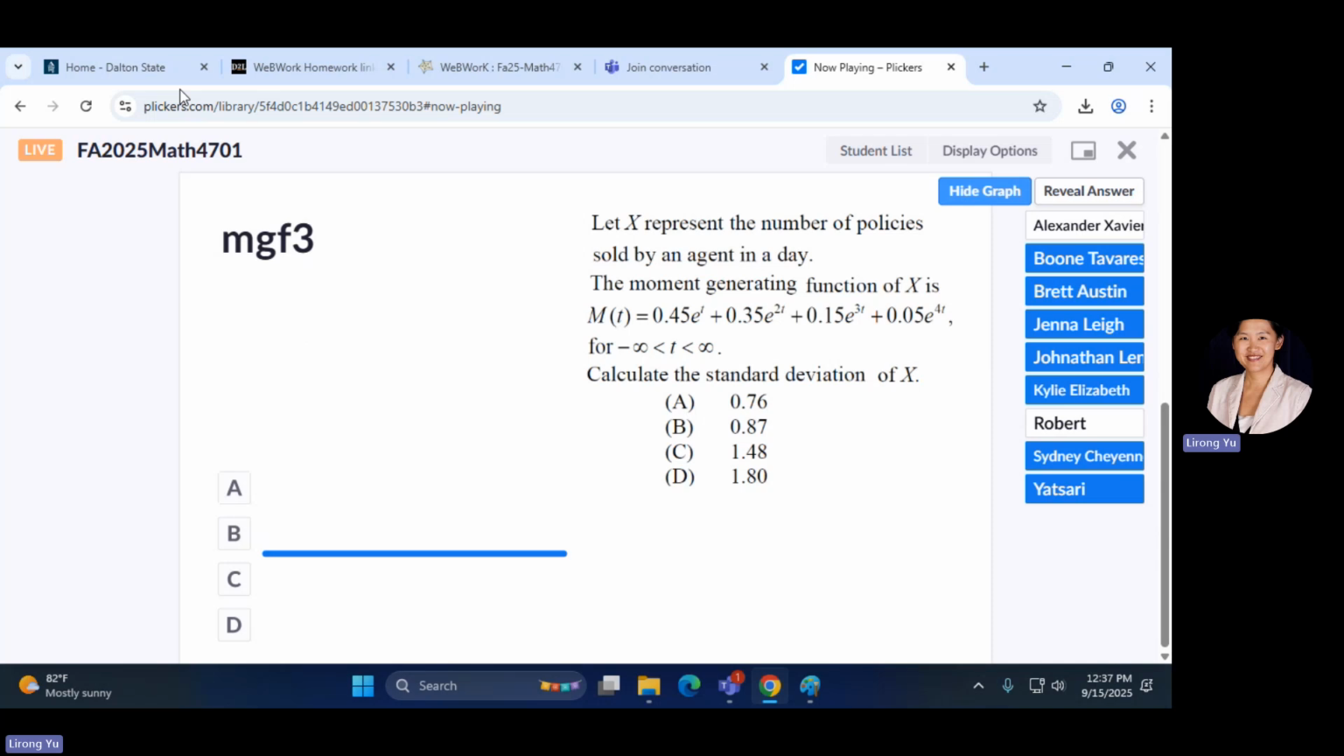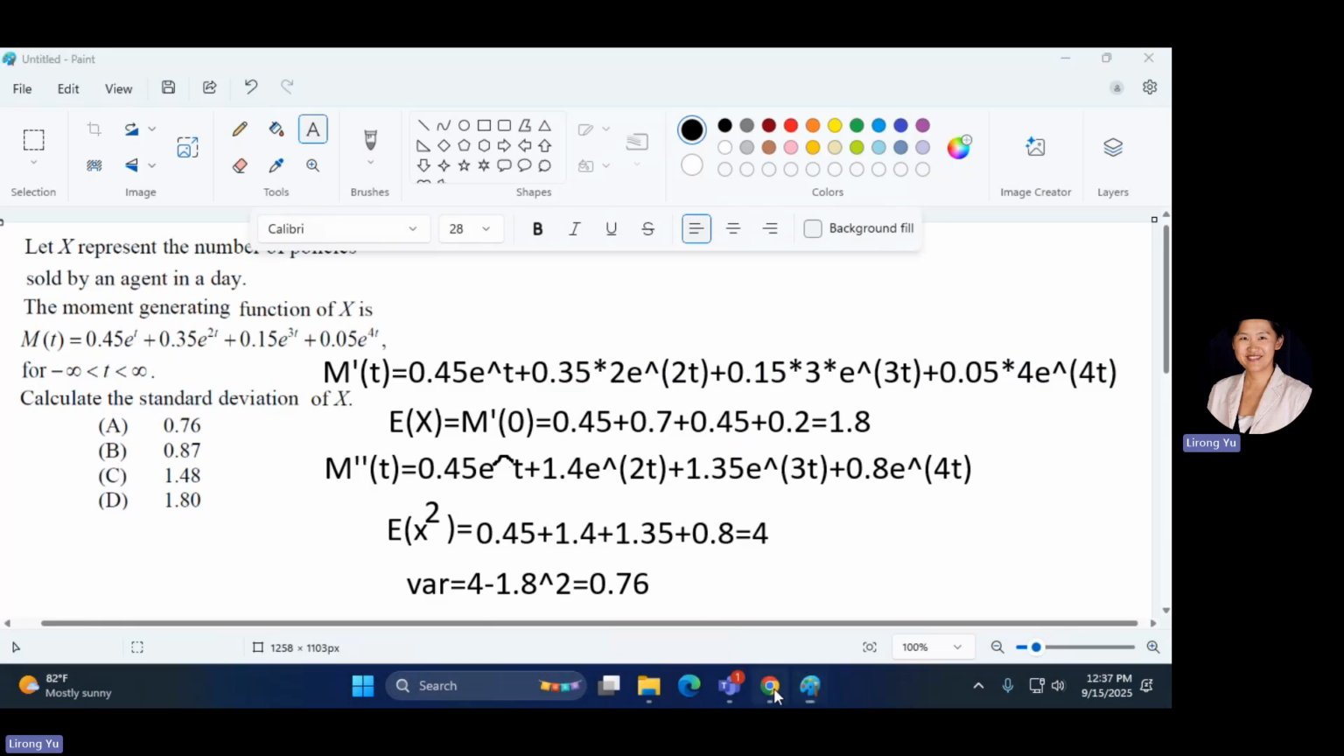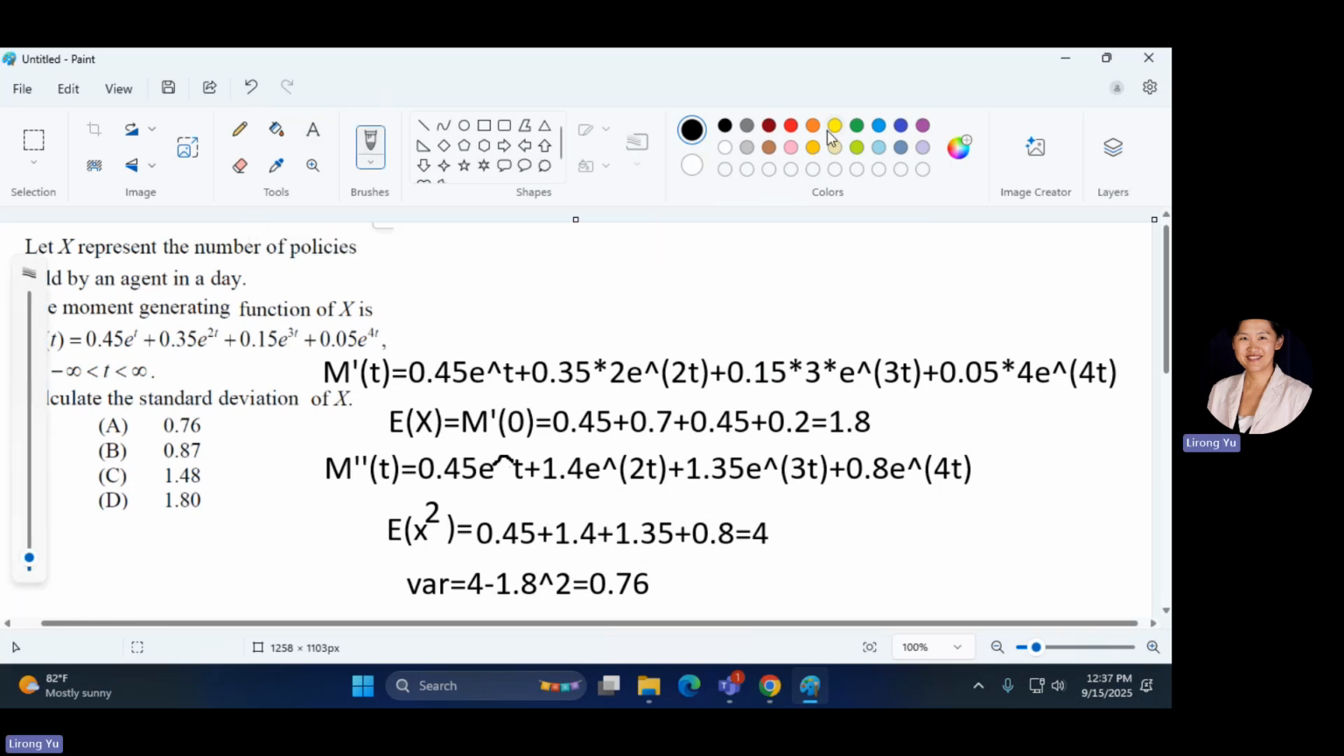Okay, so it should be the square root of 0.76. So it's B. This is the process for the calculation. I wrote the exponent because I was typing. That's how I was writing the exponential function there.